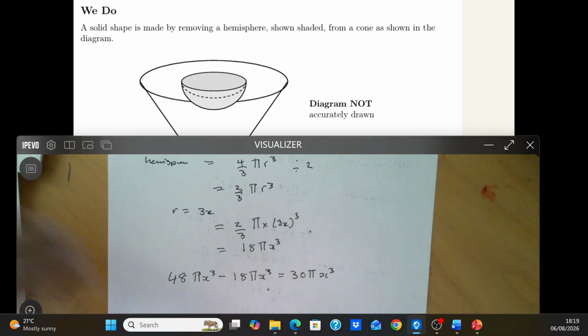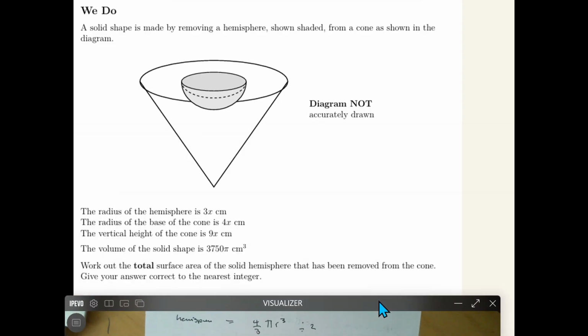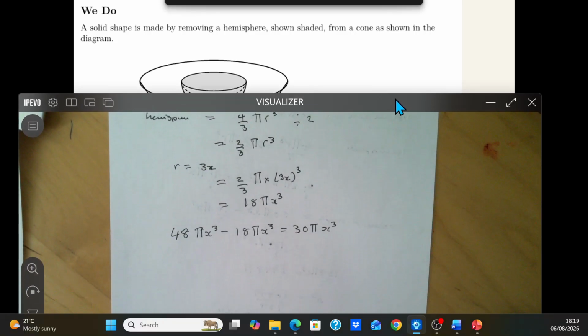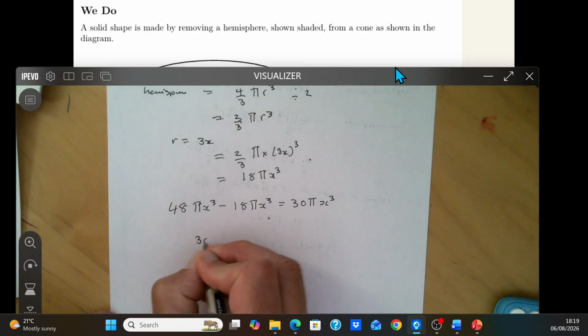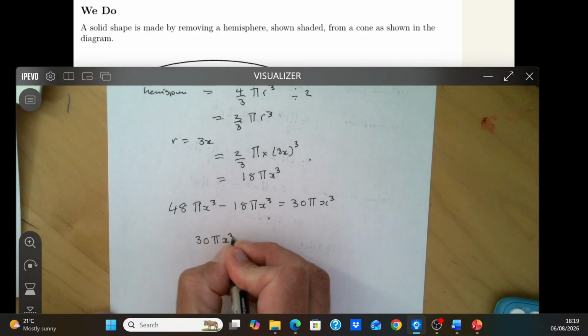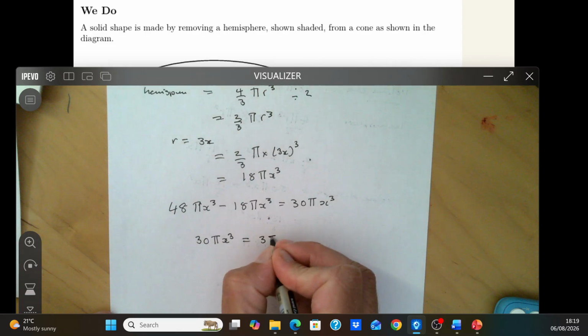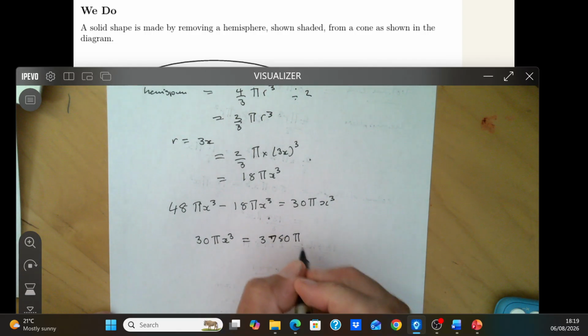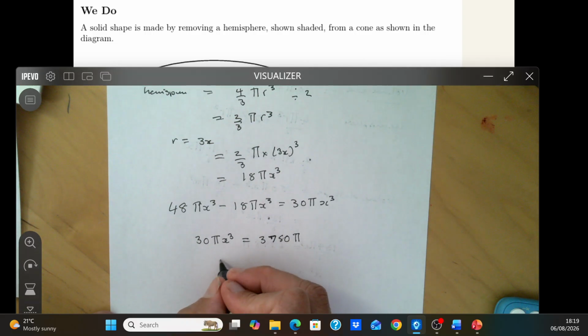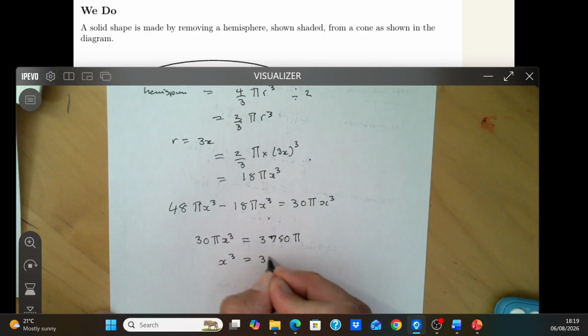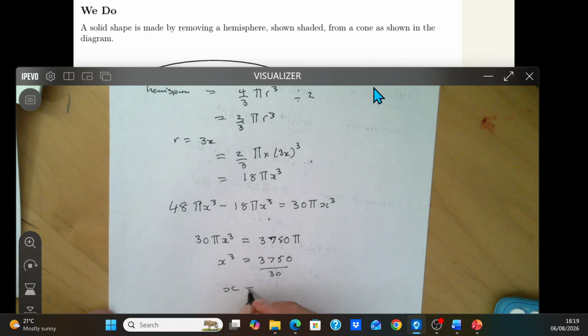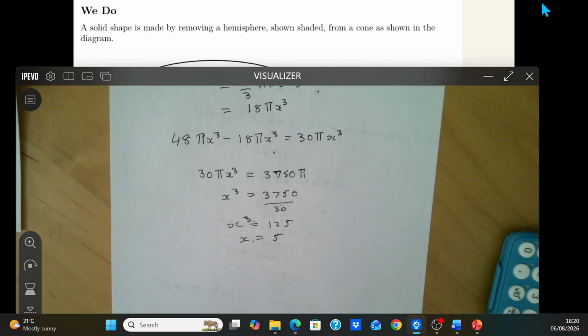So we know from the question, what did the volume equal? Let's look back at the question. Volume equalled 3,750 pi. So 30 pi x cubed equalled 3,750 pi. The pi's will cancel. So x cubed equals 3750 divided by 30, which gives me x cubed as being 125. x is 5. So I now know what x is.